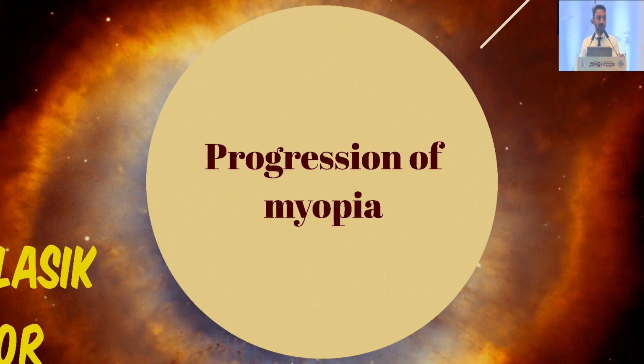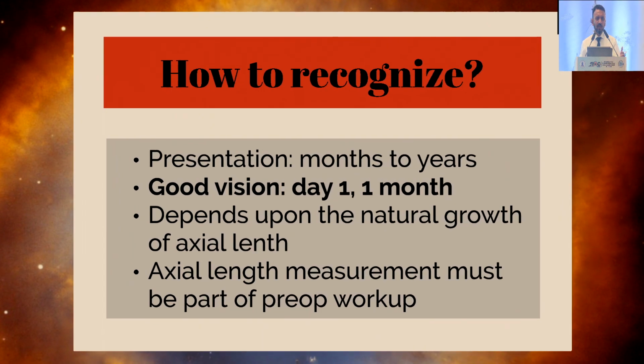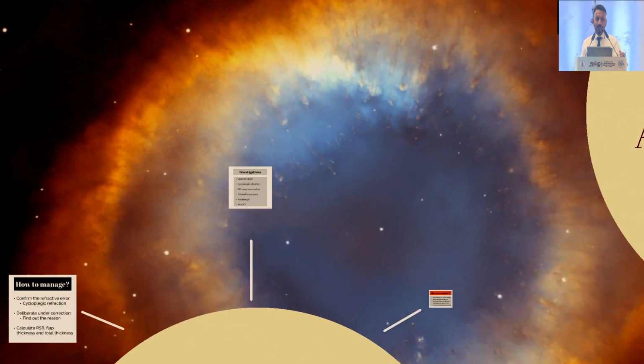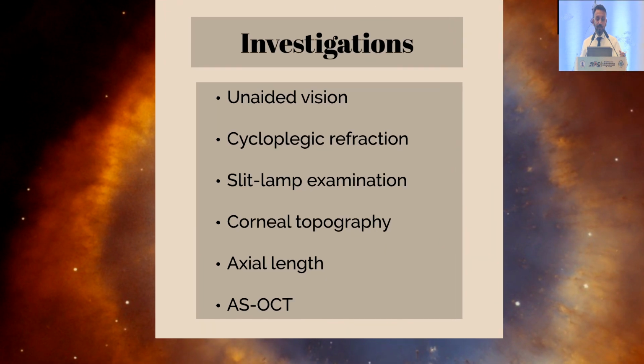Third is progression of myopia. We all know this is the commonest side effect of myopia, which is progression. Typically it presents from months to years. Good vision on day 1 and at 1 month, and all this documentation is required, and it depends upon natural growth. It would stop progressing. But the most important part here is your pre-op investigation.